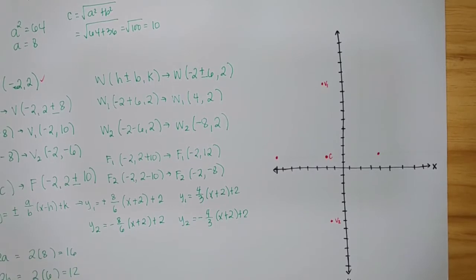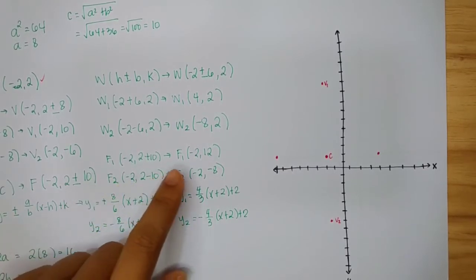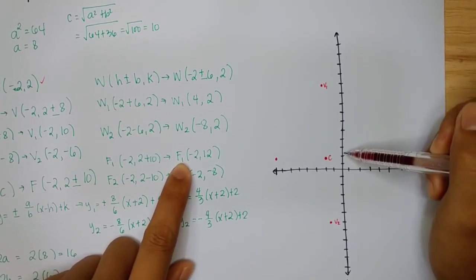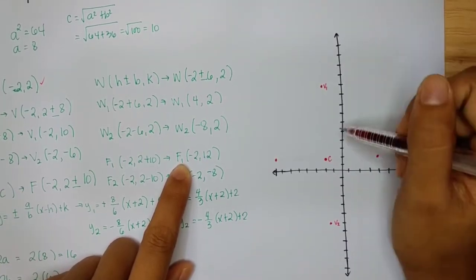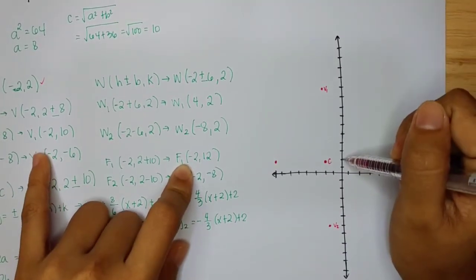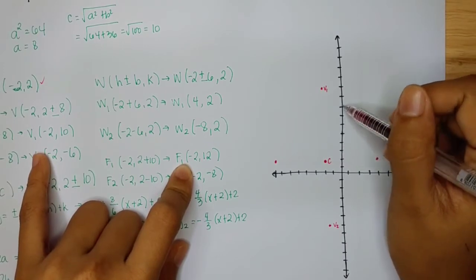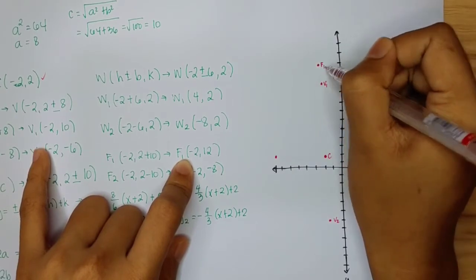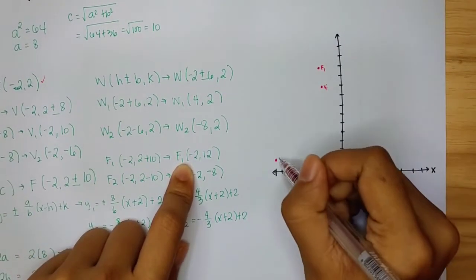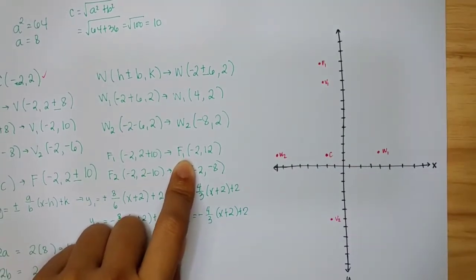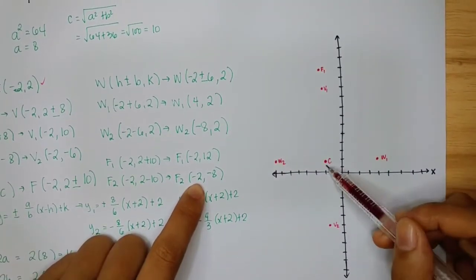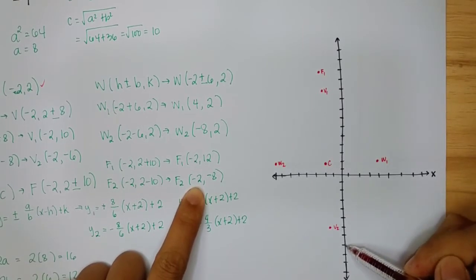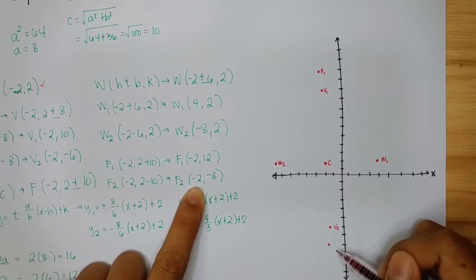Okay. Then, we have here our foci. So, foci natin is negative 2 and 12. So, negative 2, we have 12. So, this is 10, 11, 12. So, 10 man itong kanina, no? 1, 2, 3, 4, 5, 6, 7, 8, 9, 10, 11, 12. So, dito yung F1 natin. This is our W1. This is our W2. Okay, F1. Then, our F2 is negative 2, negative 8. So, negative 2, negative 8. Count tayo pababa. 1, 2, 3, 4, 5, 6, 7, 8. So, we have here our F2.